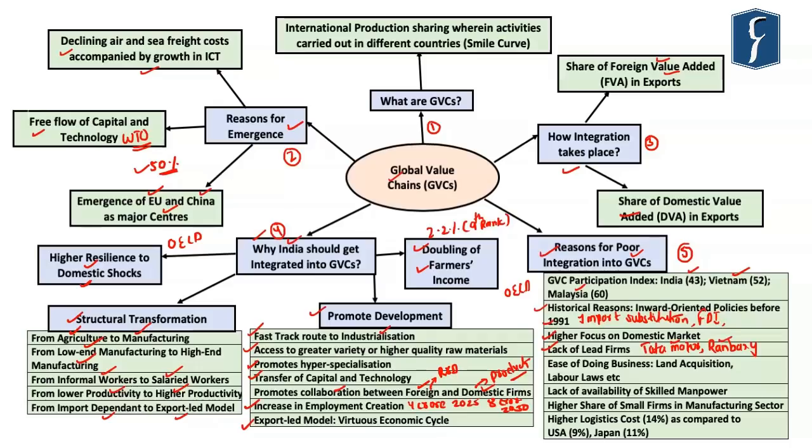Whereas in other sectors, such lead firms are nearly absent, and hence India has not been able to establish the global value chain. Some of the other reasons for the poor integration include the lack of ease of doing business, particularly with respect to land acquisition and labor laws, lack of availability of skilled manpower, particularly in crucial sectors such as electronics, the higher share of small firms or MSMEs in the manufacturing sector, and the higher logistic cost, which accounts for almost 14% of India's GDP as compared to 9% in the US or 11% in Japan.